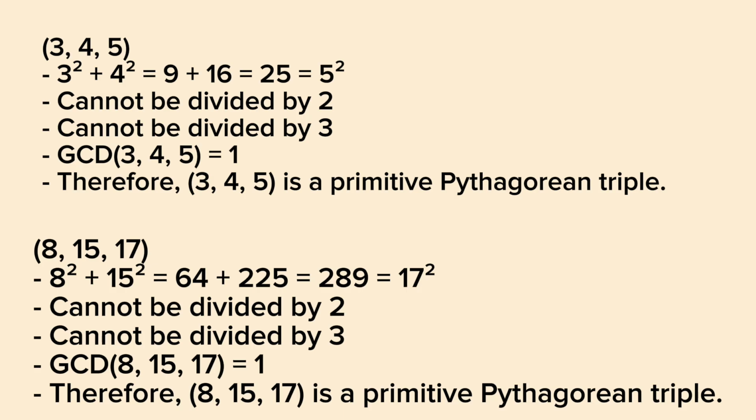Next, we'll have 8, 15, 17. Let's follow the rule again. 8 squared plus 15 squared equals 64 plus 225 equals 289, which is our 17 squared. It cannot be divided by 2 and cannot be divided by 3. Our GCD of 8, 15, 17 is 1. Therefore, 8, 15, 17 is a primitive Pythagorean triple. You know it's a primitive Pythagorean triple if the GCD is exactly 1, only 1.